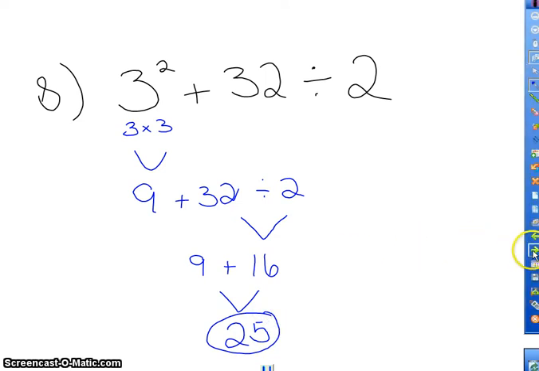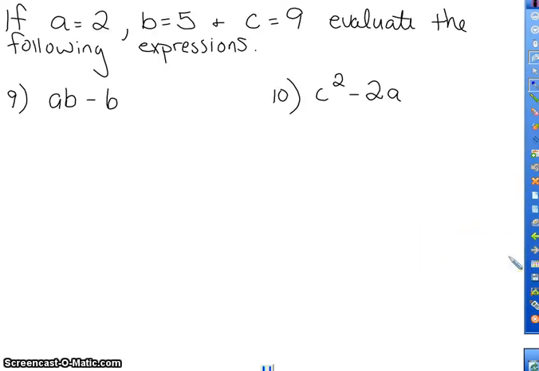All right, we're almost done here. Now this is when we use substitution and then order of operations. I know that A equals 2, B equals 5, and C equals 9. So I'm going to substitute these numbers into my expressions and then solve.